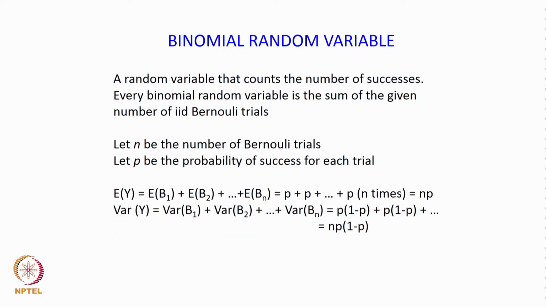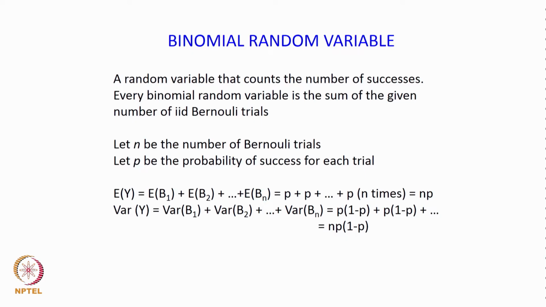Now, we define a binomial random variable, a random variable that counts the number of successes. Every binomial random variable is a sum of a given number of IID Bernoulli trials, independent, identically distributed. Let n be the number of Bernoulli trials and p be the probability of success for each trial. So, the expected value of y is the expected value of B1 plus the expected value of B2 plus ... the expected value of Bn, which is p plus p plus ... p, n times.